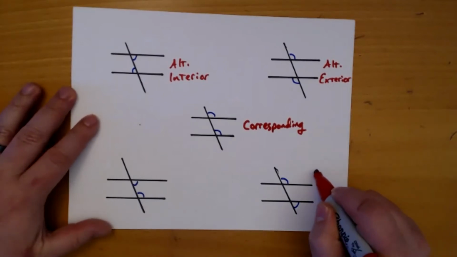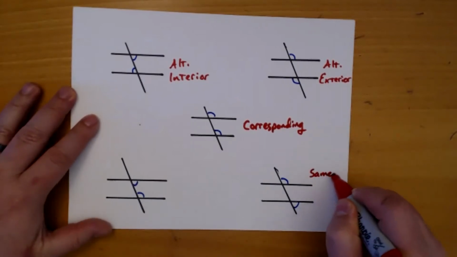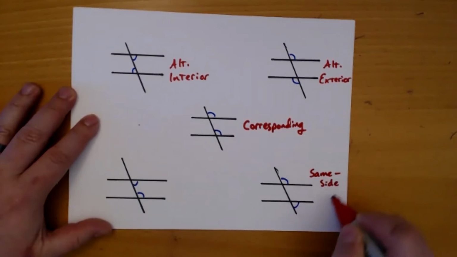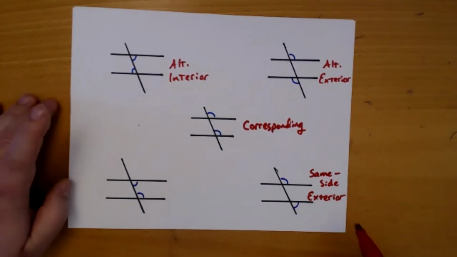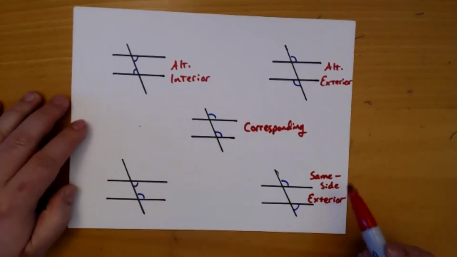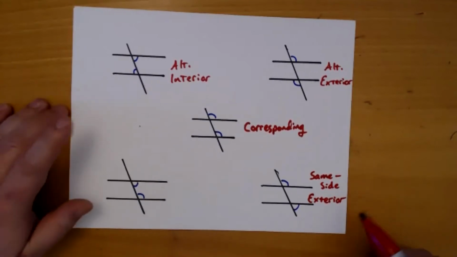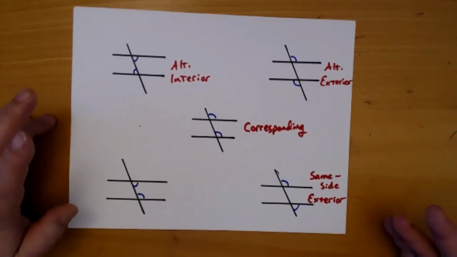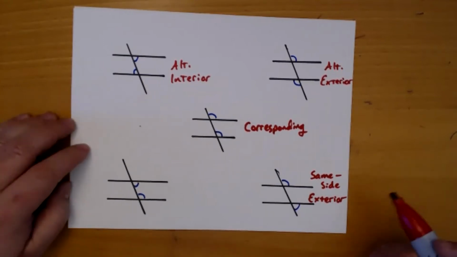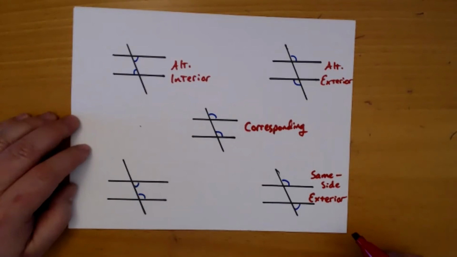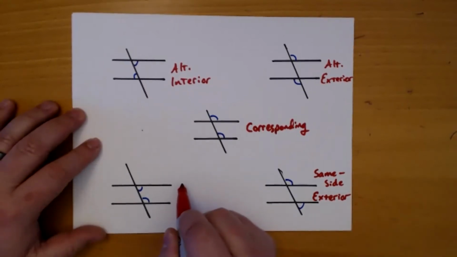These are same side exterior. And I'll tell you that on the quiz, all of the questions use same side. They don't use consecutive, but IXL uses consecutive, while the quizzes say same side. We thought same side was a little easier for students to remember. And these are same side interiors.